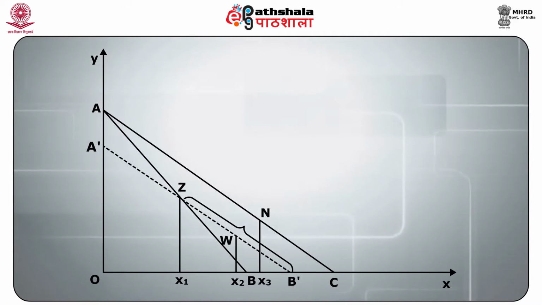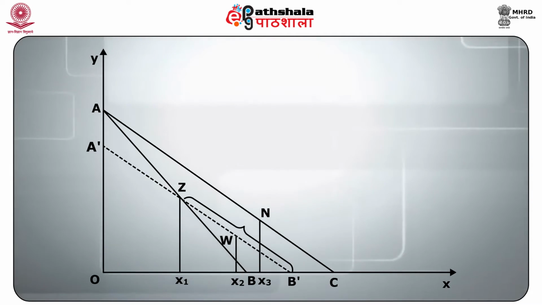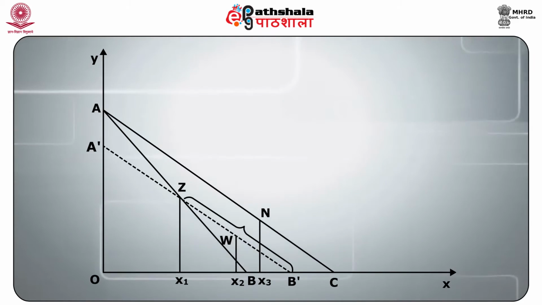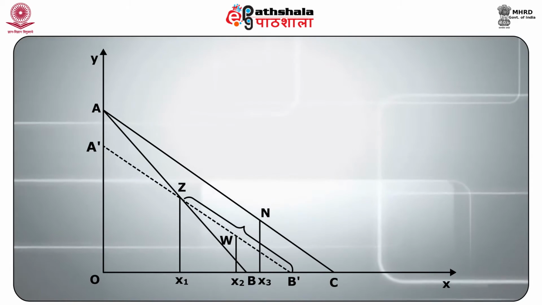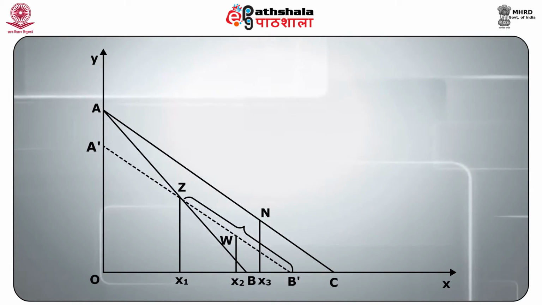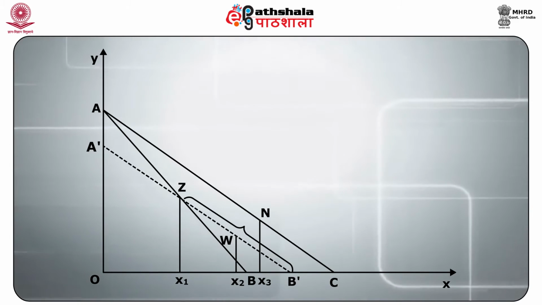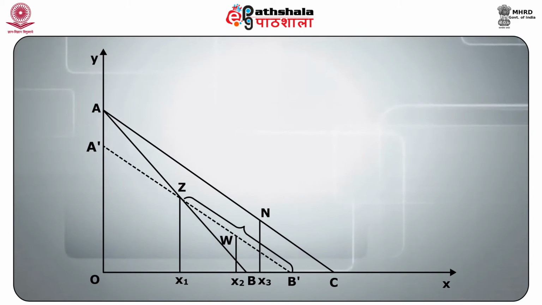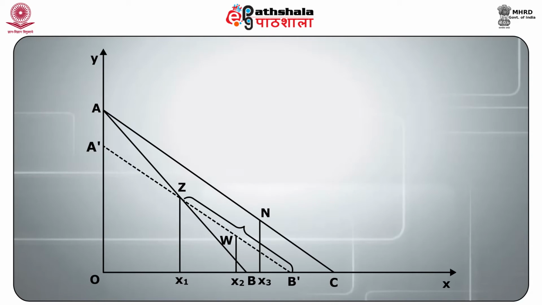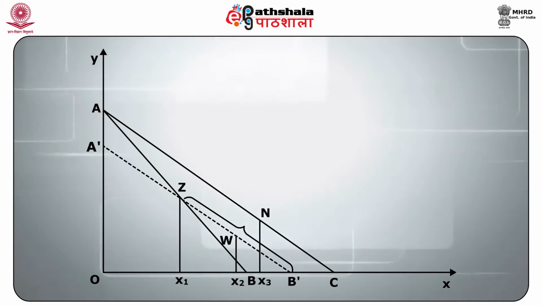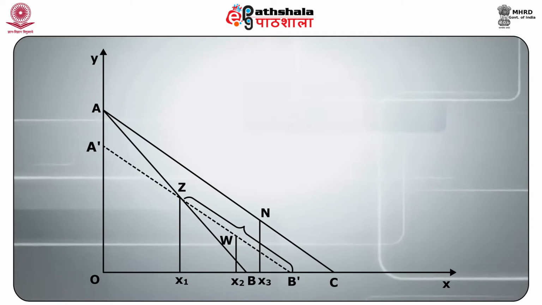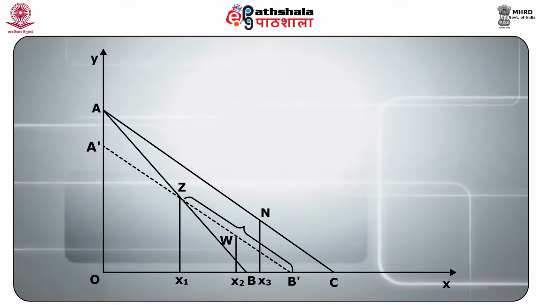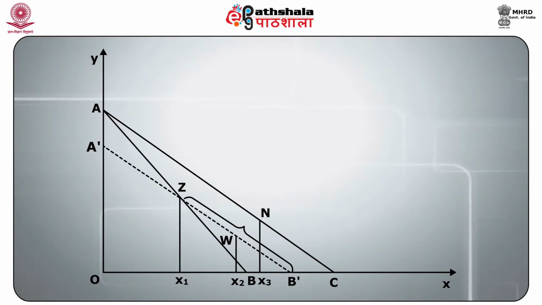So it is obvious that starting from Z, the consumer would always move to the right of Z and would remain on A prime, B prime as long as the real income is not compensated. But once the real income is compensated, the consumer would not remain at W, but would go on to some point along the new budget line, which is AC. Let us consider this point to be N. At N, the consumption of X is X2.